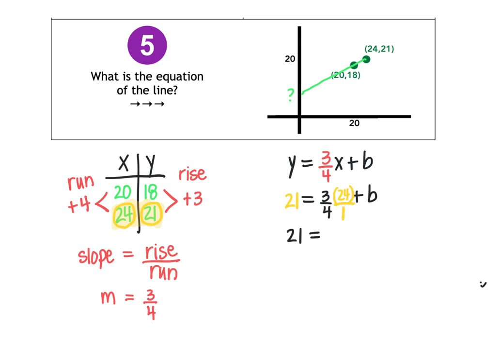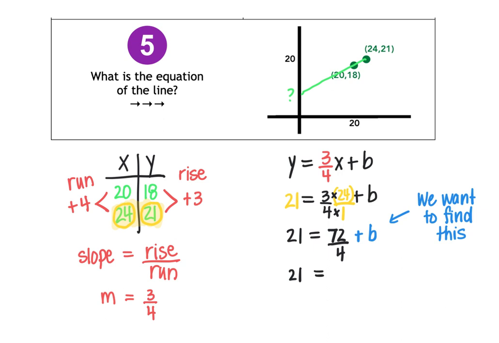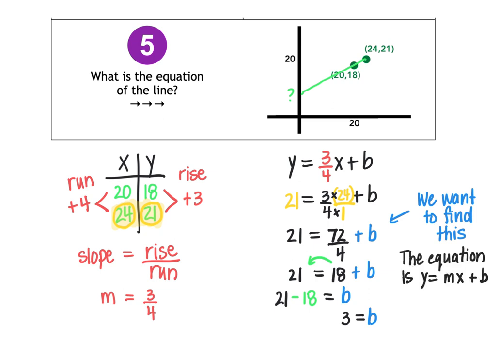Then we can use what we know about multiplying fractions to multiply the numerators together. 3 times 24 will give us 72, and we'll multiply the denominators together. 4 times 1 will give us 4. We can simplify 72 over 4 to be 18. This means we'll have 21 equals 18 plus b. We'll need to move that 18 across the equal sign to isolate b, which will make it 21 minus 18, or 3. Now that we know that b is equal to 3, we can sub it into our y equals mx plus b along with our slope to get y equals 3/4 x plus 3. And that's our equation.